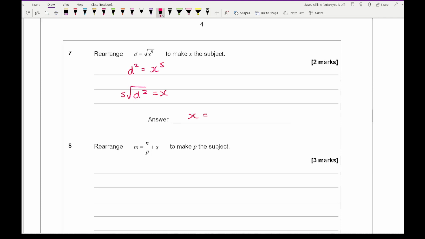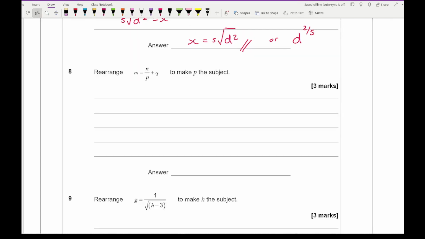So x equals the fifth root. Make sure your 5 looks like a root rather than a 3, of d squared. Ultimately, you could also use indices. So I could write d to the power of 2/5.